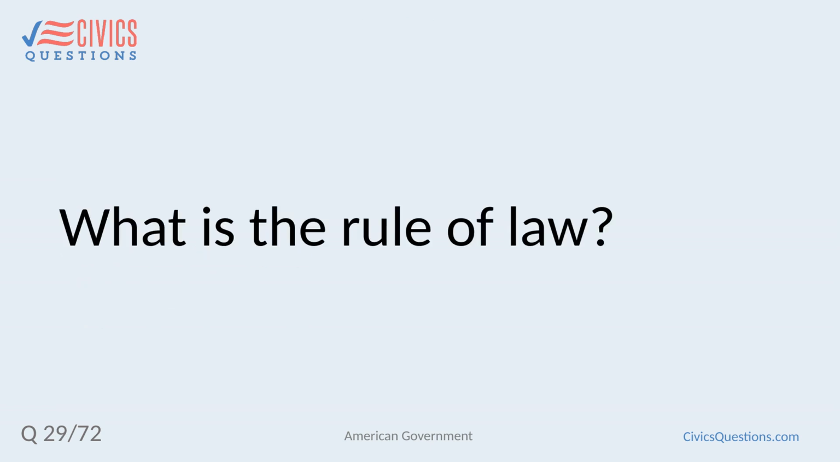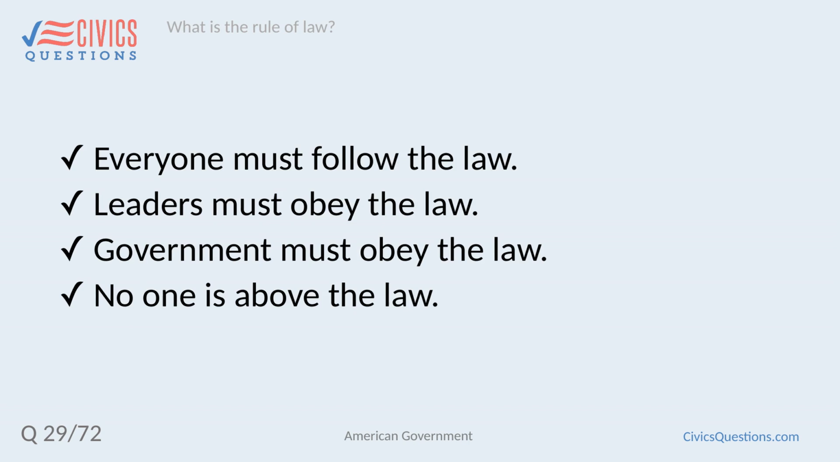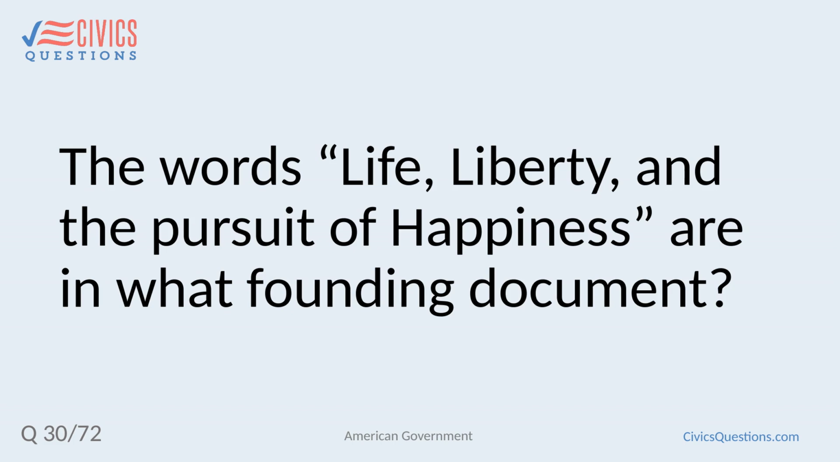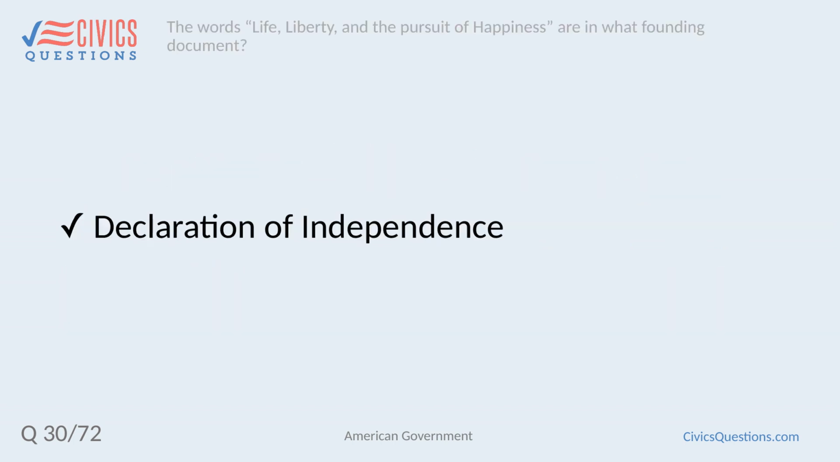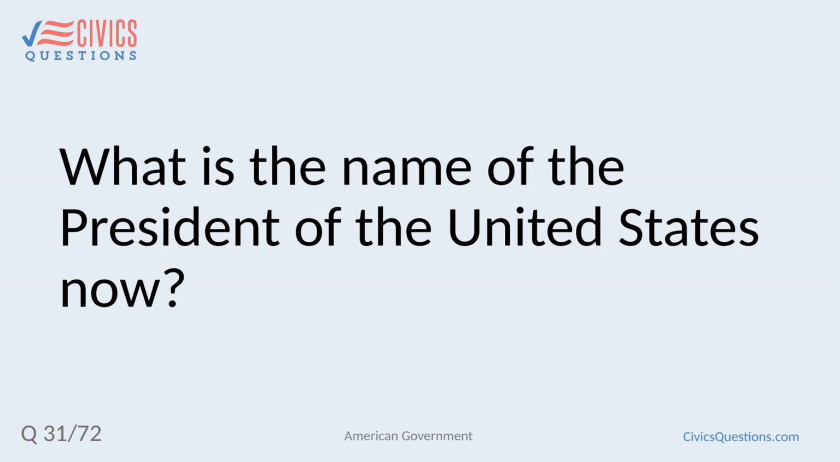What is the rule of law? Everyone must follow the law. Leaders must obey the law. Government must obey the law. No one is above the law. The words life, liberty, and the pursuit of happiness are in what founding document? Declaration of Independence. What is the name of the President of the United States now?